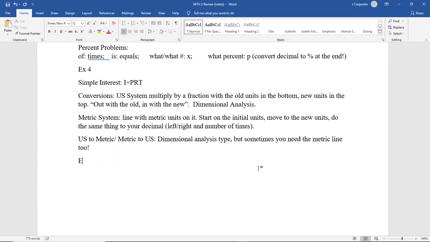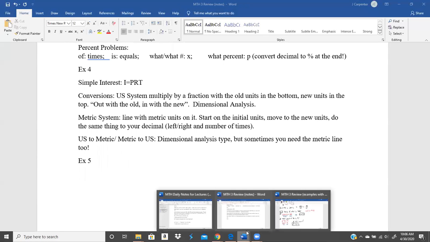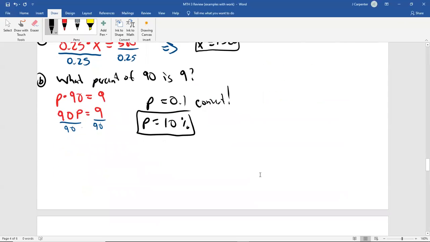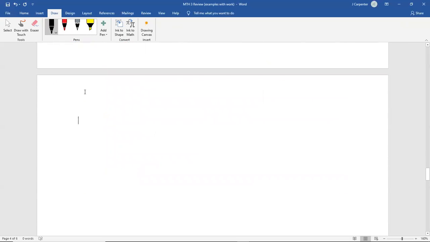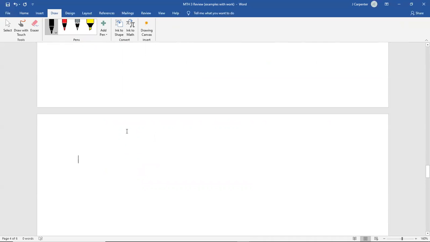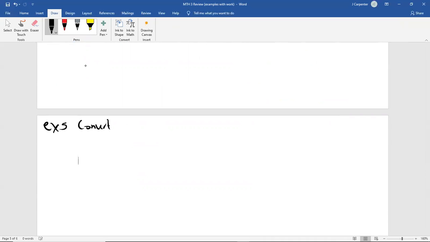Maybe I'll use that as an example. Not immediately though. Example 5. So some more pages? Yes, I do. Okay. So just a few of these.